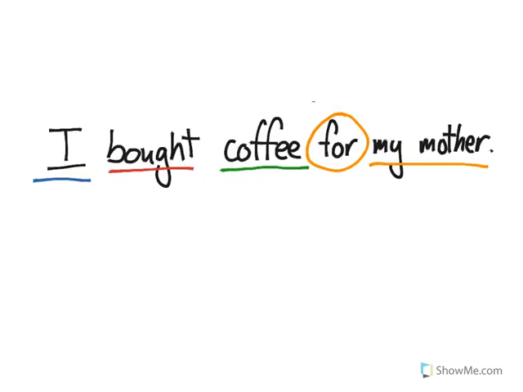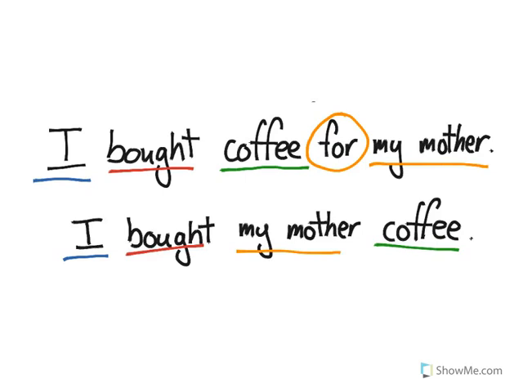Okay, here we have, I bought coffee for my mother. I'm going to give you a few seconds to think of how you can change this sentence to make the indirect object come before the direct object. Here it is. Did you write the same sentence? I bought my mother coffee.